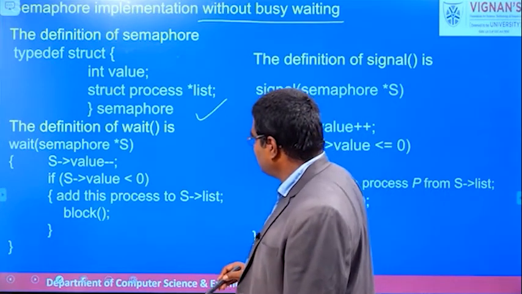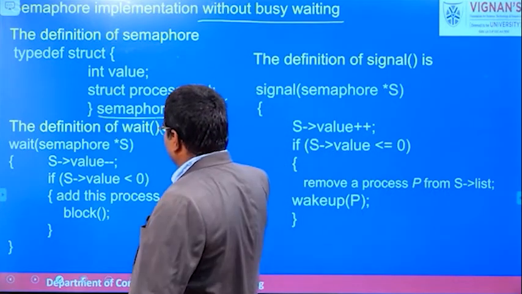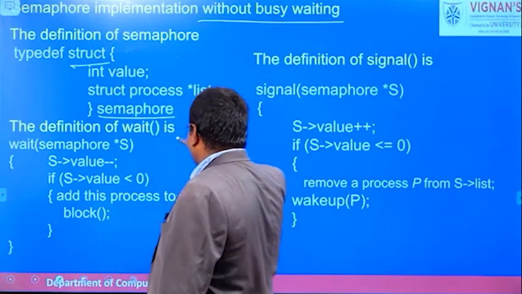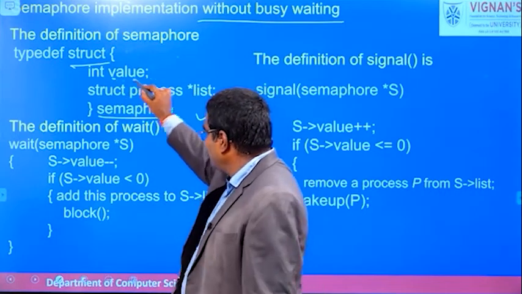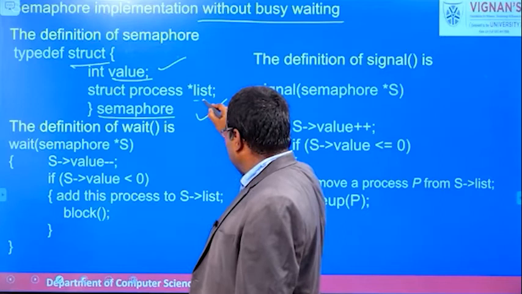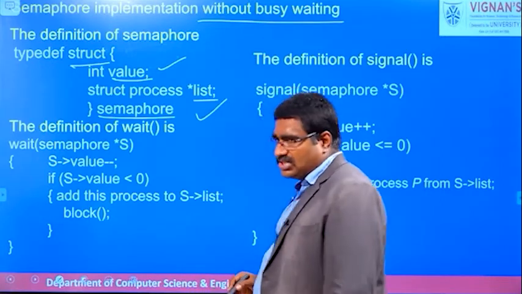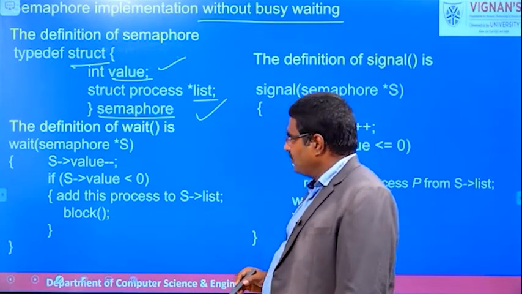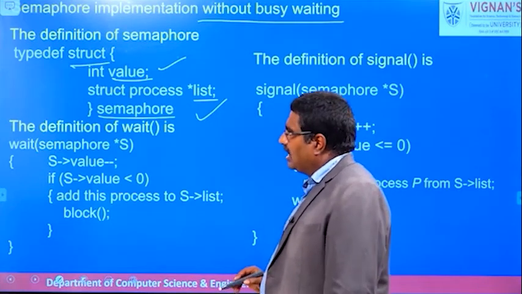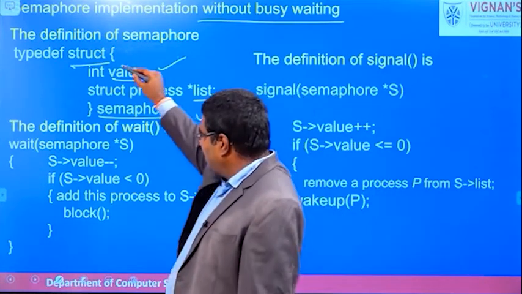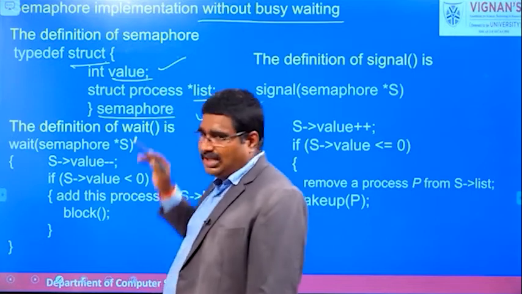So here the implementation is that we define a semaphore. It is a user defined data type, and its value consists of an int value. And next, there is a list of processes waiting for the particular semaphore. Initially its value is equal to null. So now we are defining the semaphore as a data structure.